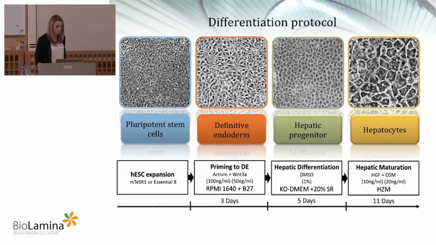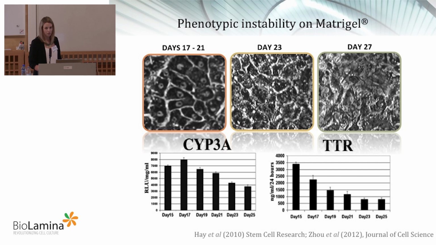So this is how we make them. We have a stepwise differentiation protocol where the cells move from pluripotent stem cells through to definitive endoderm, to hepatic progenitors, and then finally to hepatocytes, or hepatocyte-like cells. This process takes approximately 18 to 20 days and involves 3 different media changes and can be done on a variety of substrates. However, Matrigel, which is a fantastic product, has its downfalls.